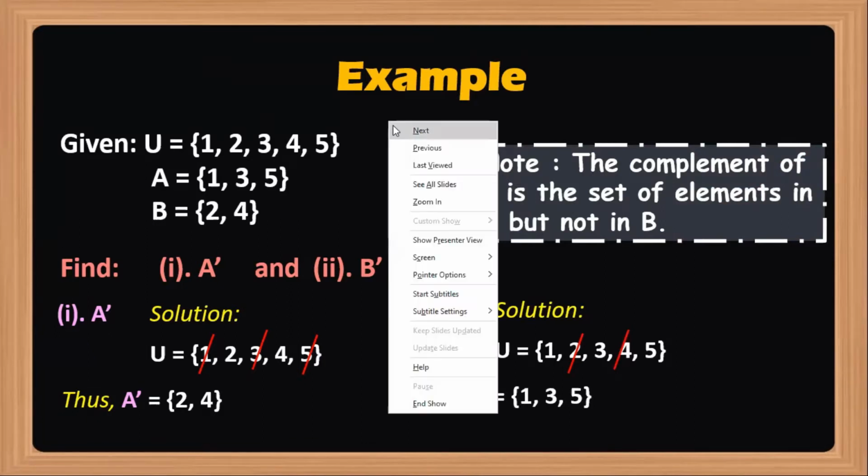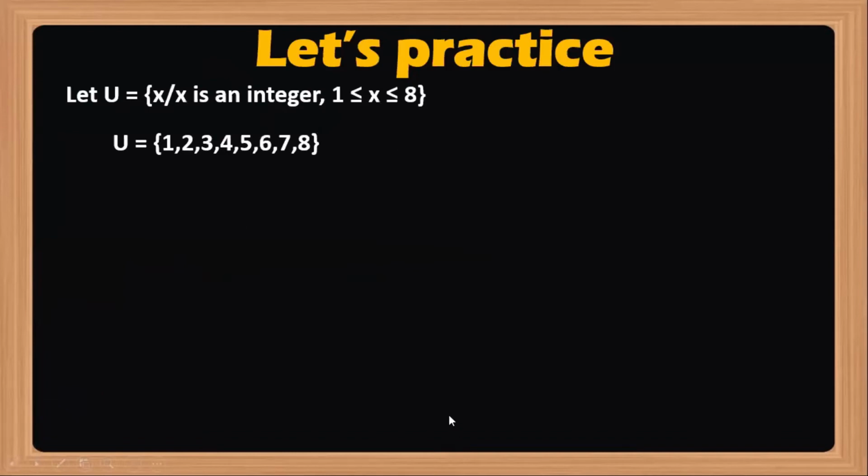Let's have a practice on this. Let's say, we have the universal set. Ang universal na set natin, x, such that x is an integer. Yung value daw ng x is less than or equal to 8 and greater than or equal to 1. So therefore, ang universal set natin ay 1, 2, 3, 4, 5, 6, 7, and 8. Ang ating letter P daw is given by the 2, 4, 5, 6. Ang ating letter Q given by 2, 3.